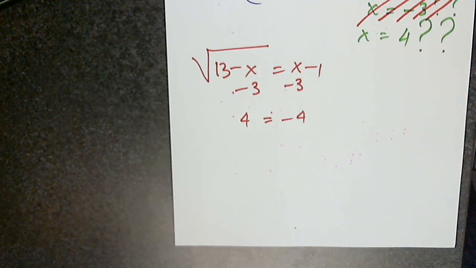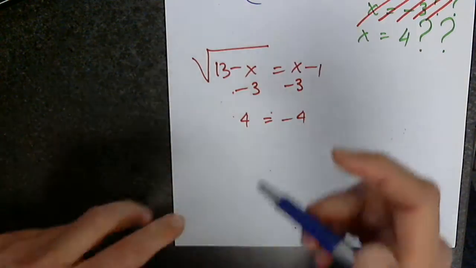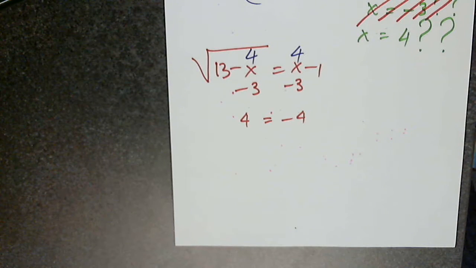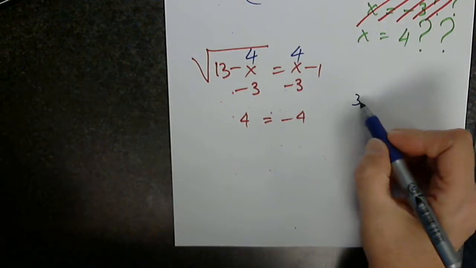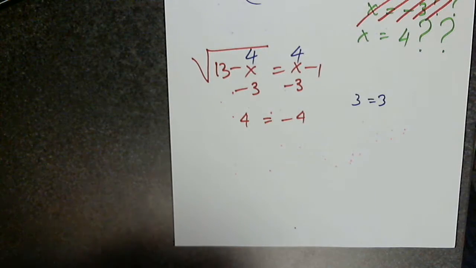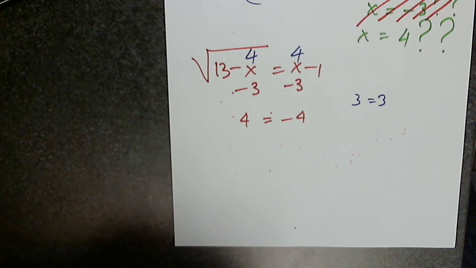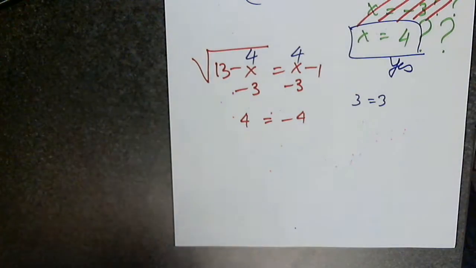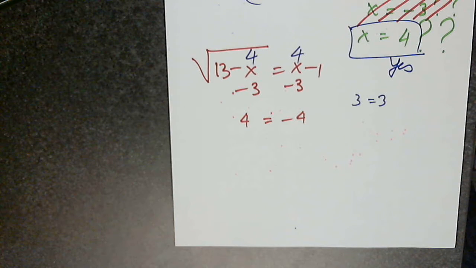Now I'm checking 4. 4 here and 4 here. 13 minus 4. The square root of 9. The right-hand side. Will you accept x equals 4? Of course, 3 equals 3. That is the solution, yes. But x equals -3 is not. Any questions? Last problem, I'll choose one and you work on it.